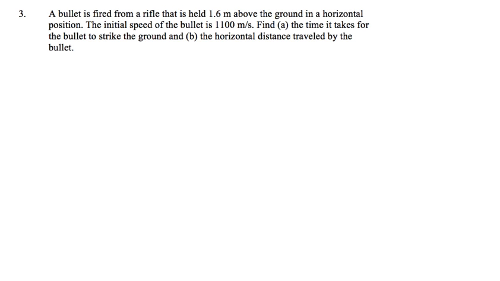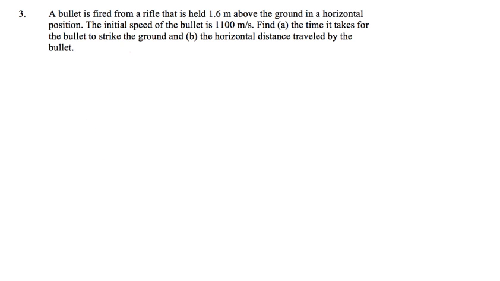All right, so this problem is a projectile launched horizontally. It says in the problem, a bullet is fired from a rifle that's held 1.6 meters above the ground in a horizontal position. The initial speed of the bullet is 1,100 meters per second. Find the time it takes for the bullet to strike the ground.